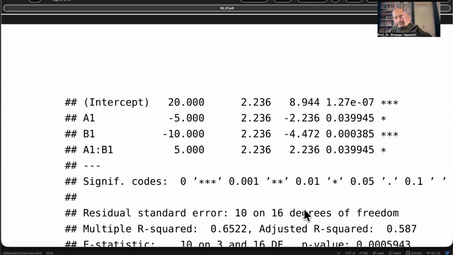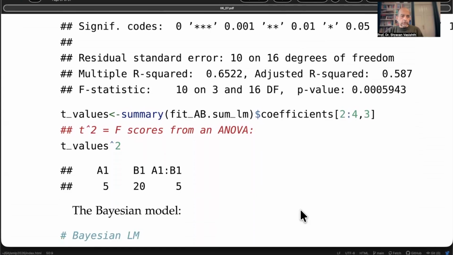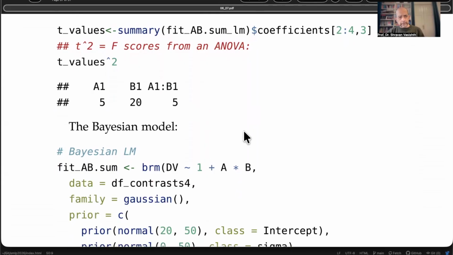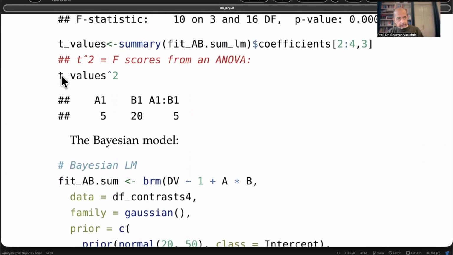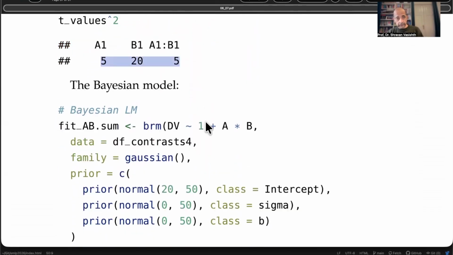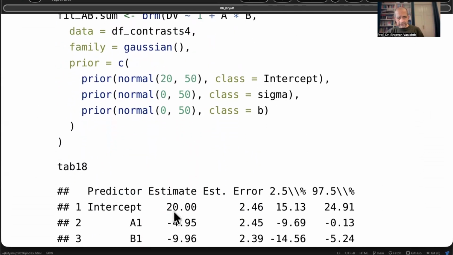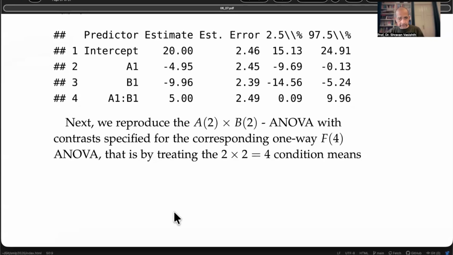You'll find the proof of that in any stats textbook, right? All right, so you can extract the t values and look at those, and then you can draw your conclusions. And if you square them, you get exactly the f scores of the ANOVA, right? So anyway, you could do this in a Bayesian way, of course, but that's just the same thing as the standard linear model. There's nothing special going on here in Bayes.